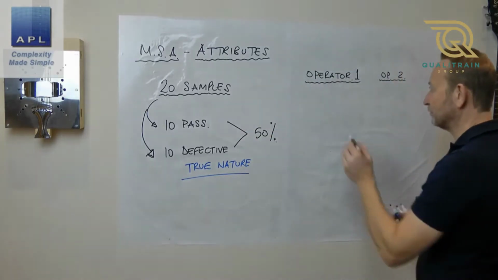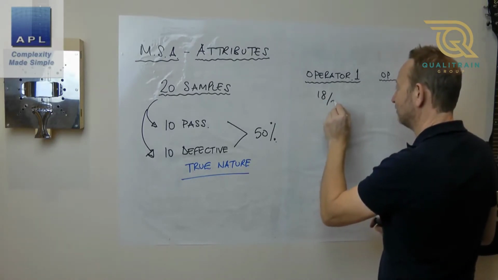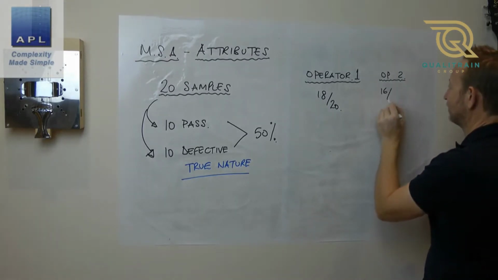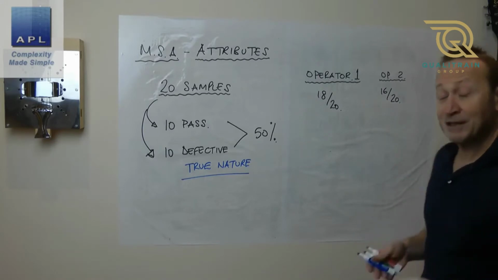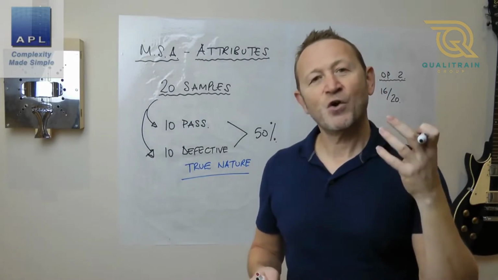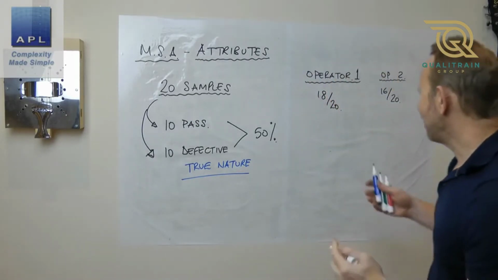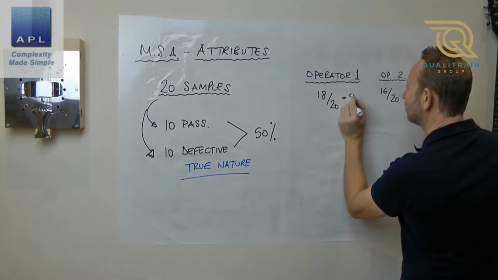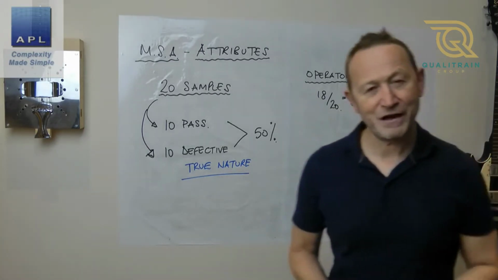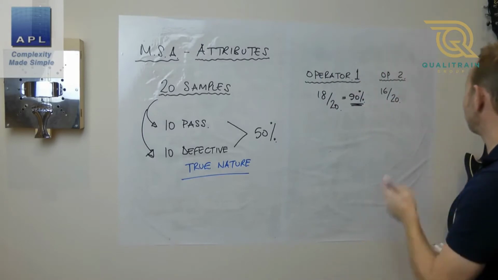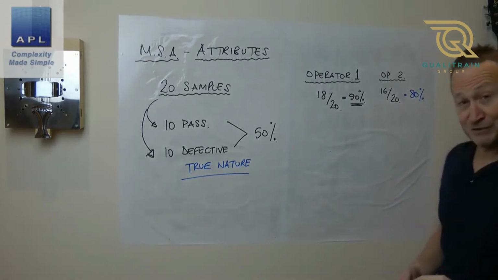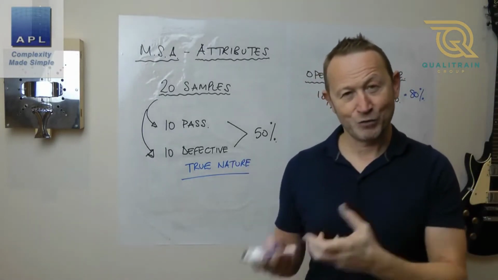So if operator 1 gets 18 out of 20 correct, and operator 2 gets, let's say, 16 out of 20 correct, the first statistic that you're going to work out is their overall effectiveness, and it's just a percentage. So in this case, this system is 90% effective. It's very simple. This system over here is only 80% effective. So the first thing you're going to work out is the overall effectiveness of the system.